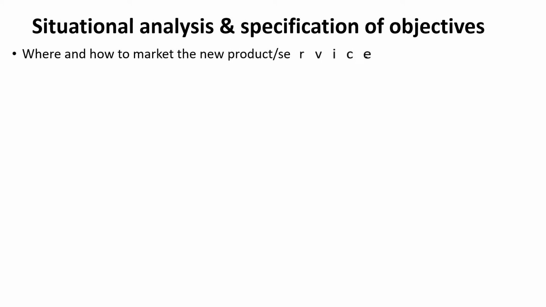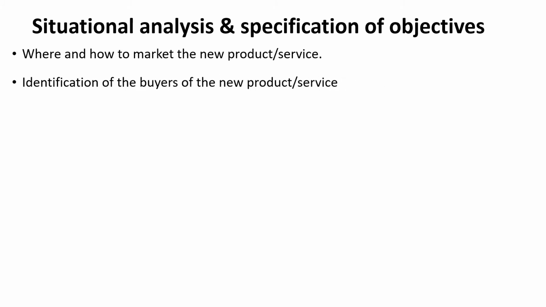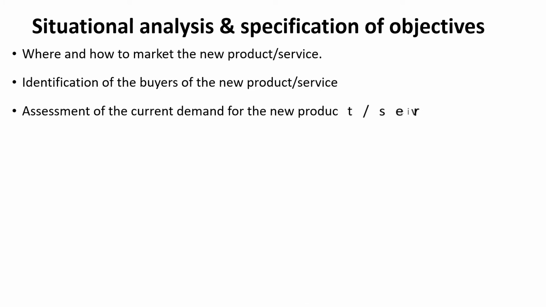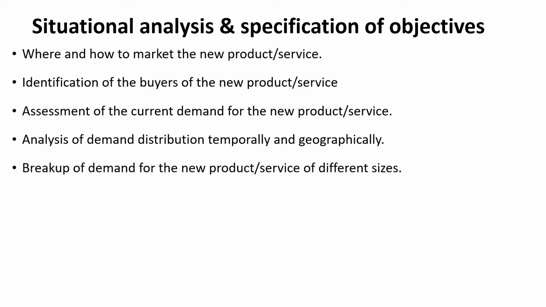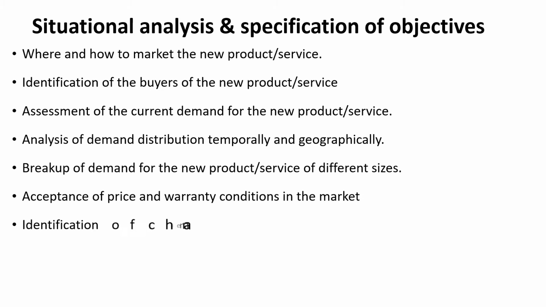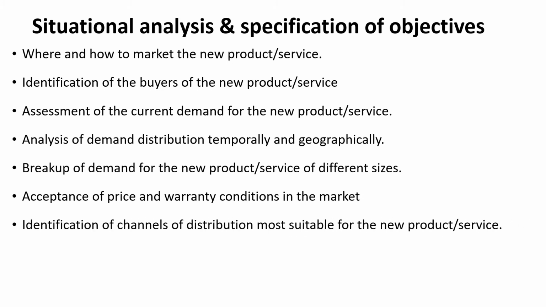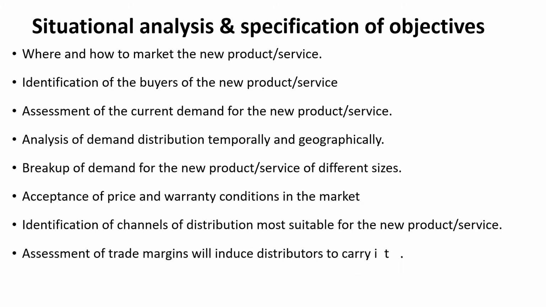Situation analysis and specification of objectives is a process in which we try to identify where and how to market the new product or services, how to identify the buyers of the new product or services, how to assess the current demand for the new product or service, analyze the demand distribution temporally and geographically, breakup of demand for new products and services of different sizes, acceptance of price and warranty conditions in the market, identification of channels of distribution most suitable for the new product or service, assessment of trade margins, which will include the distributors and the cost of distribution to carry it, and last but not the least, prospects for immediate sales.